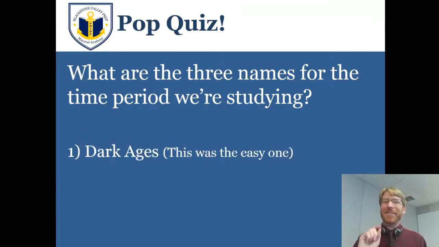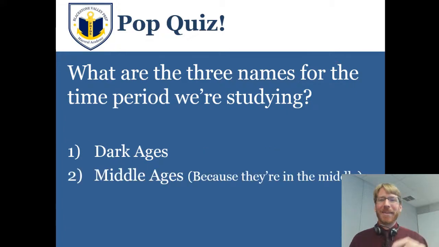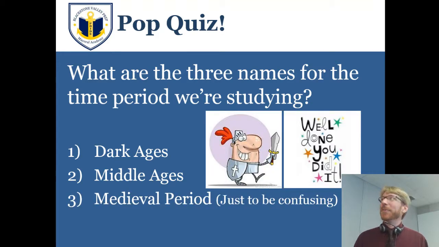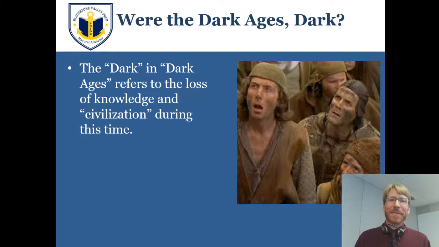Ding, ding, ding. You got the first one right. That was Dark Ages. This was the easy one. I'm going to be using the phrase Dark Ages most of the time throughout this unit, so I'm glad you got that one. Second one. Aha, the Middle Ages, because they're in the middle of the Renaissance on one end and the Classical Age on the other. And the final one, the tricky one, medieval period. Again, we have that just to be confusing, with three names for the same thing.